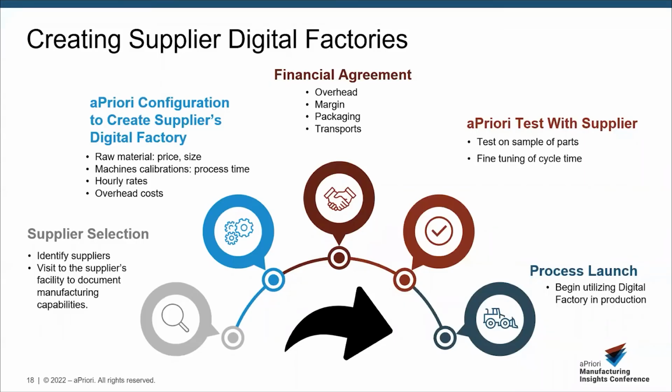So this slide provides an overview of the workflow that we would recommend to create a supplier digital factory. First is supplier selection. So identifying which suppliers or factories would be the most beneficial to model. This decision really varies from customer to customer. It can be based on largest annual spend, on supplier relationships, on current sourcing projects. Really, any number of factors can be considered to determine what makes the most sense for you.